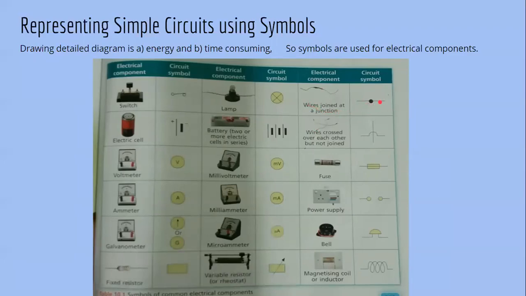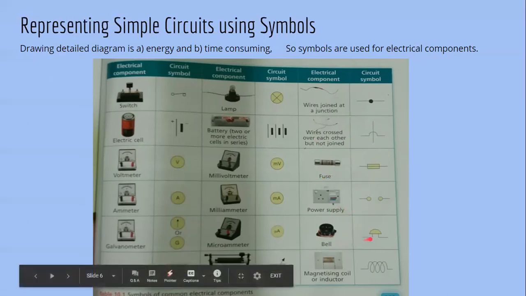Okay, now for wires, you use this symbol for joint wires, meaning one wire is connected to another wire. When you have one wire crossing the other wire, you use this symbol. For a fuse, you use this symbol. For a power supply, you use this symbol. For a bell, you use this symbol. For a magnetizing coil, you use this symbol.